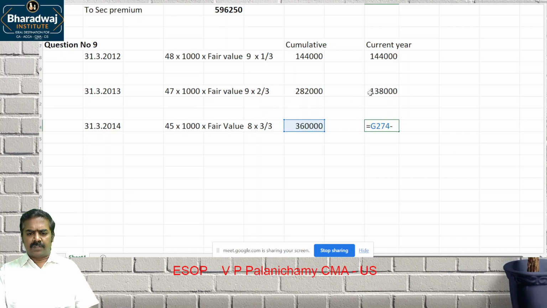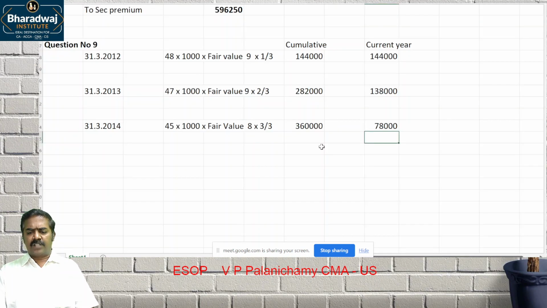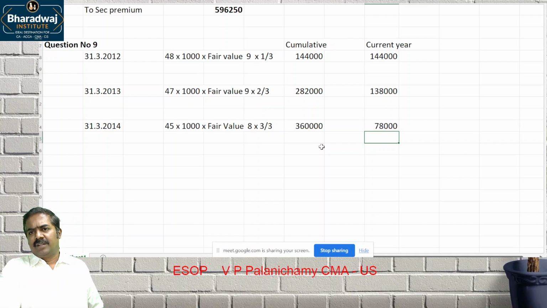Fair value of the option, intrinsic value and face value. Intrinsic value is nothing but the difference between, sometimes they use the word fair value, intrinsic value. Intrinsic value might be a present value of that option. The difference between fair market value and exercise price is called fair value. Probably using the present value method you consider the time value factor and work out what is called the present value. Probably that can be taken as intrinsic value.